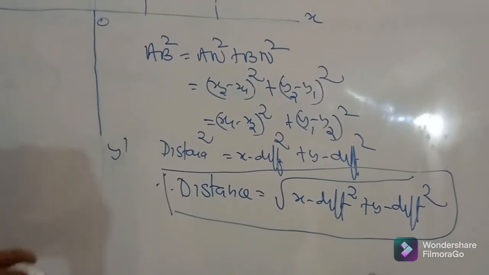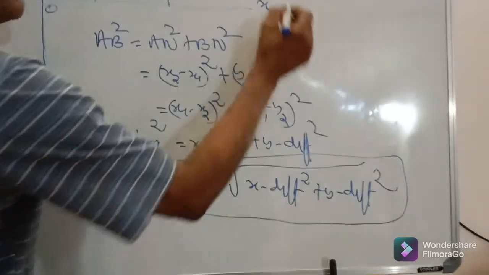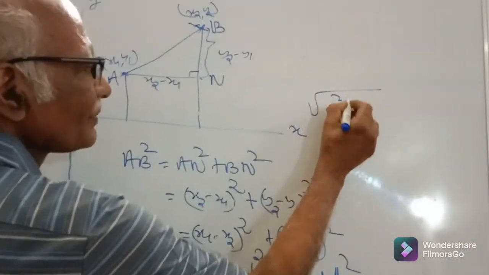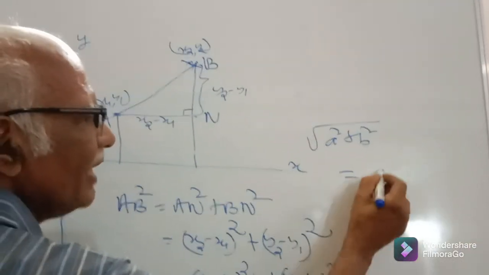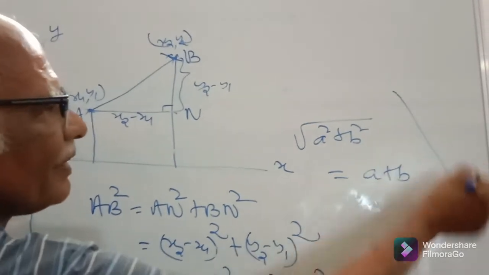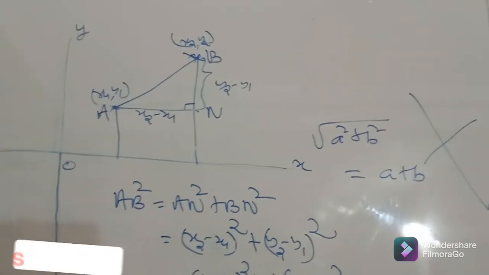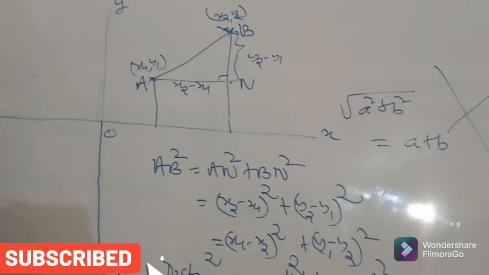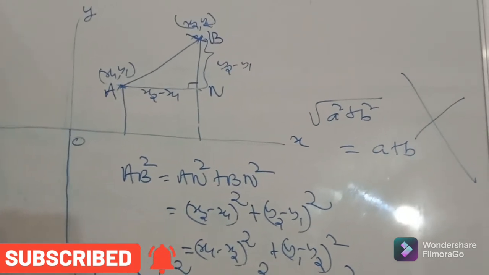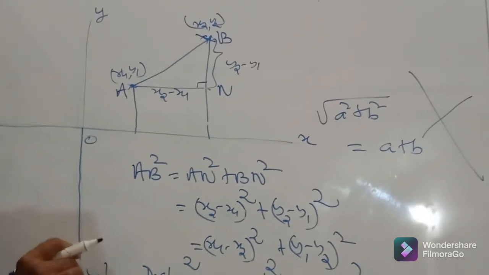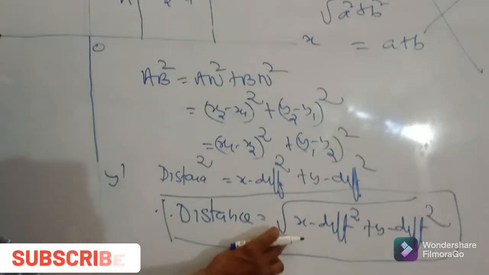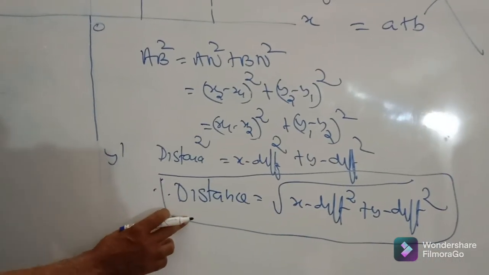Now one common mistake that comes on the way is root of a square plus b square. They will say it is a plus b. It is a blunder. Root of a square plus b square is never a plus b or ab. So make sure that you don't go wrong when we apply the formula of distance.